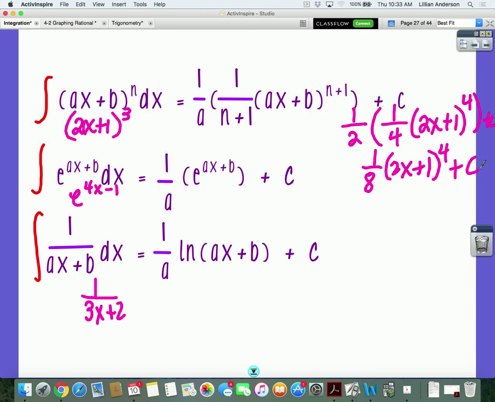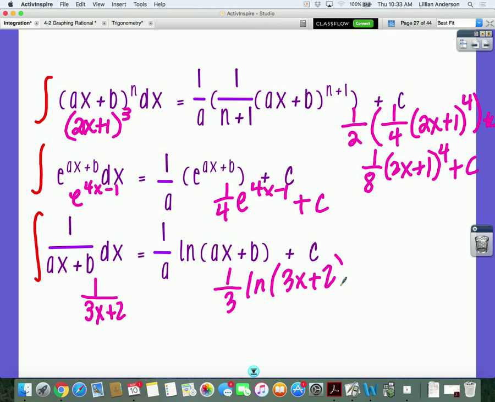Same thing applies with the next one. If I want to take the antiderivative of e to the 4x minus 1, it would be 1 over 4 e to the 4x minus 1 plus c. The one down here will be 1 over 3 ln of 3x plus 2 plus c. Okay? So a basically represents that leading coefficient.